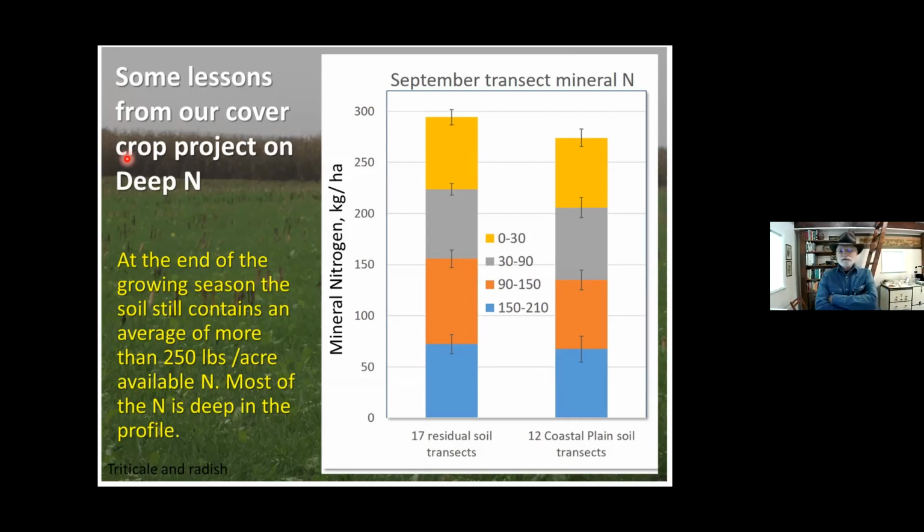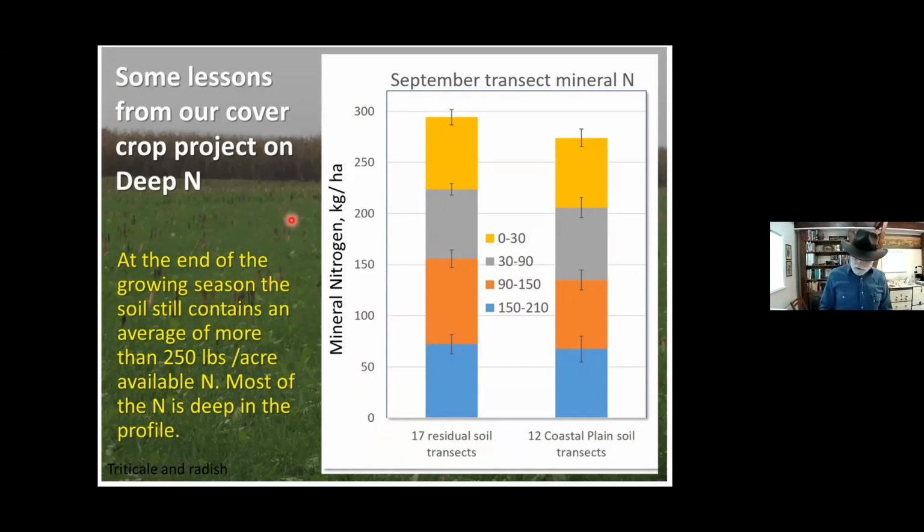Basically, we went to dozens of fields throughout the region. And as you can see from this graph, it didn't matter too much whether we were in the hills of Maryland and Pennsylvania on the western shore in the Piedmont, or whether we were on the coastal plain. If we went down to the full profile, we were finding on average over 250 kilograms of nitrogen per hectare. So a lot of nitrogen, and a lot of it deeper than the usual 30 centimeters or 1 foot that we might sample even for a PSNT sampling. Can we get that nitrogen, or is it all going to end up in the bay? Well, that's what we were wondering.